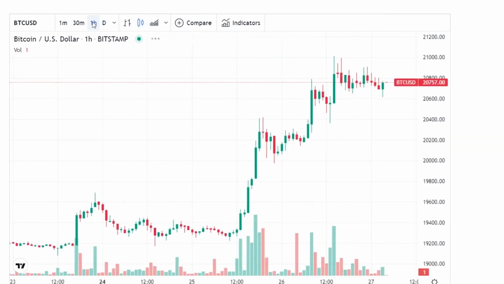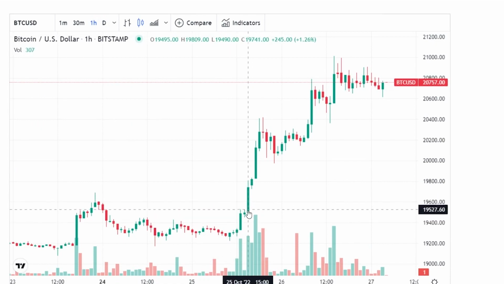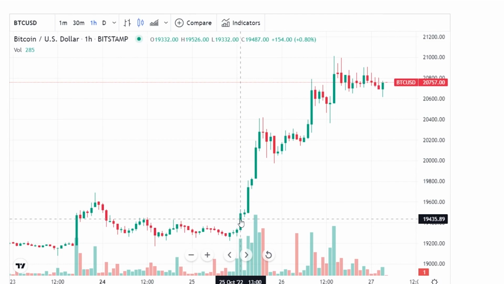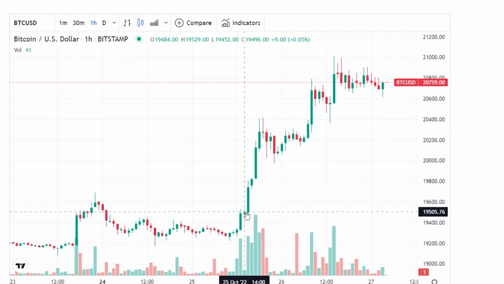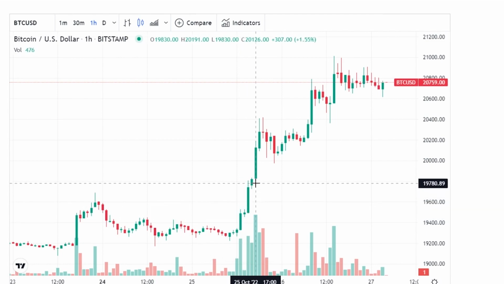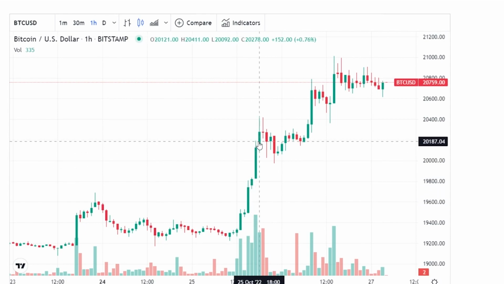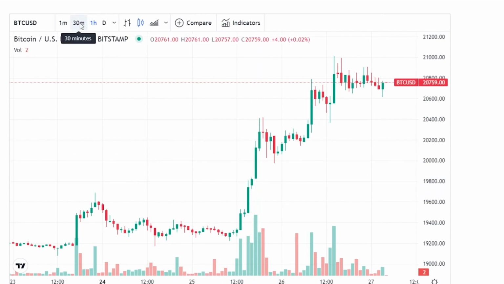If you do 1 hour, now look at that. This represents every single hour. So this is 1 hour. For example, this is 13, this is 14, this is 15, basically 3 o'clock, then 4 o'clock, 5 o'clock, 6 o'clock. That's how you differentiate between that. And the same goes for 30 minutes and 1 minute.